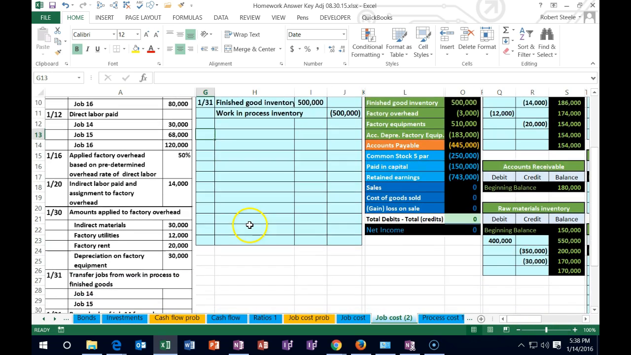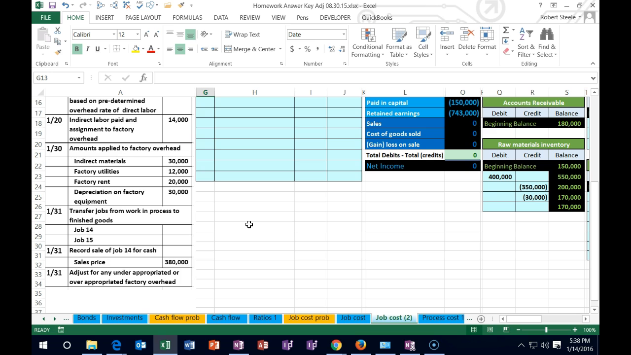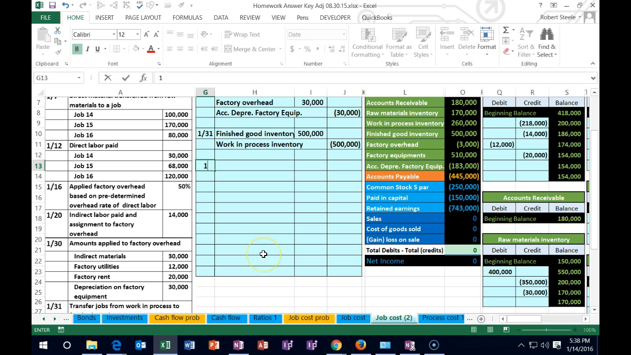We are now on the next transaction, which says that we, on 131, record sale of job 14. So we sold job 14 for $380,000. So we are on 131. Okay, so we sold a job. Now we can think of the first half of the sale just like any type of sale. We made a sale.